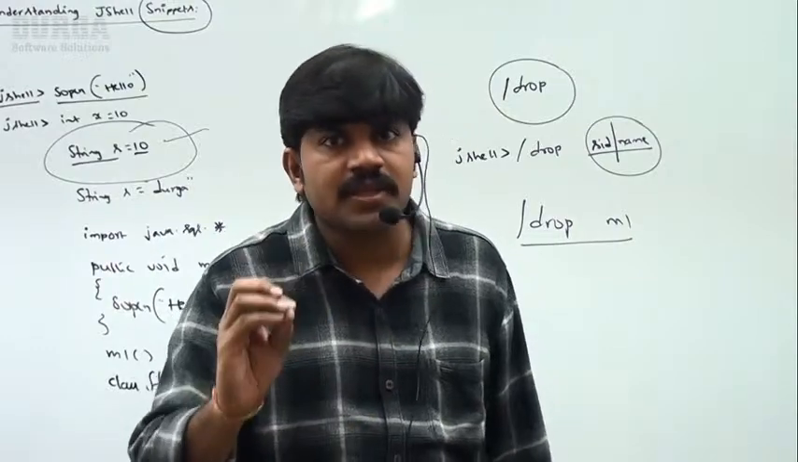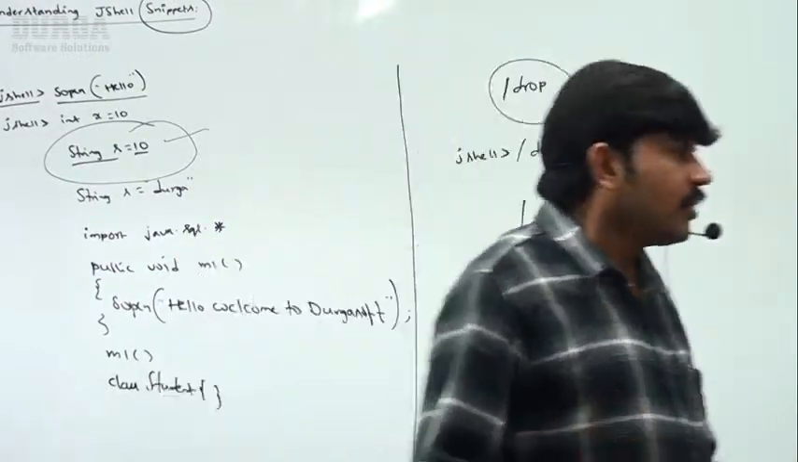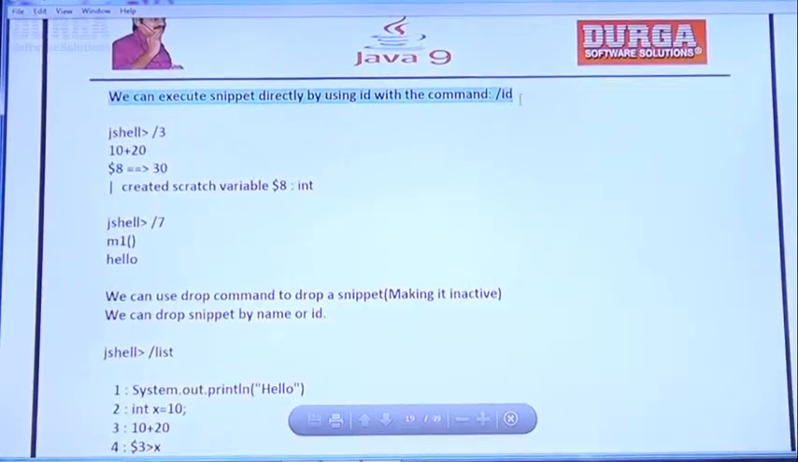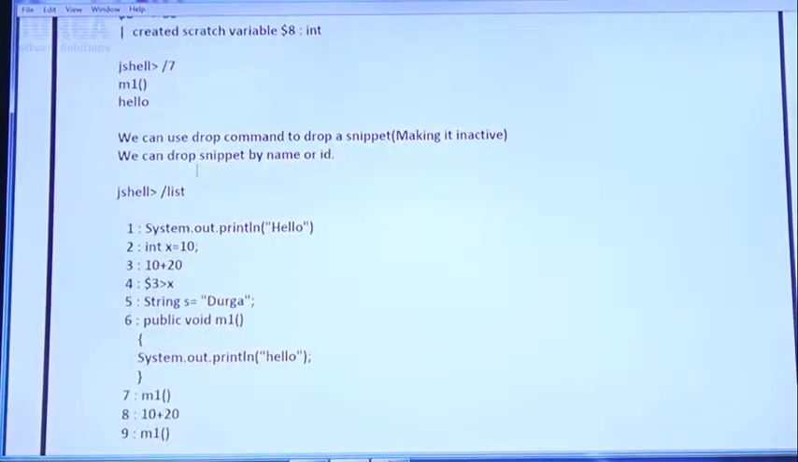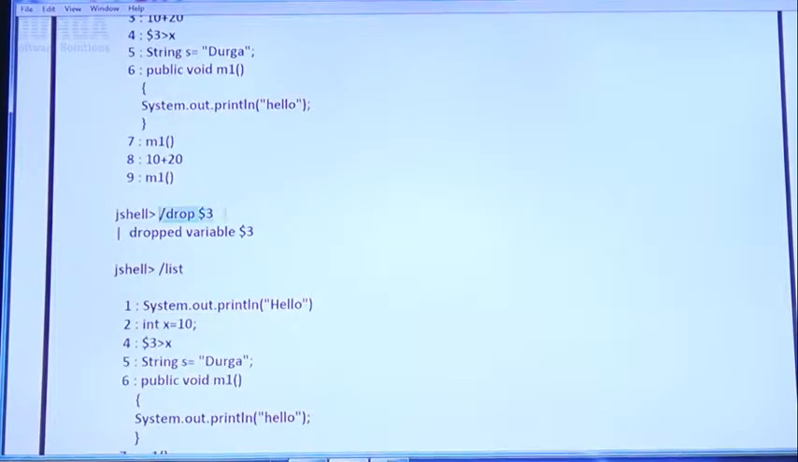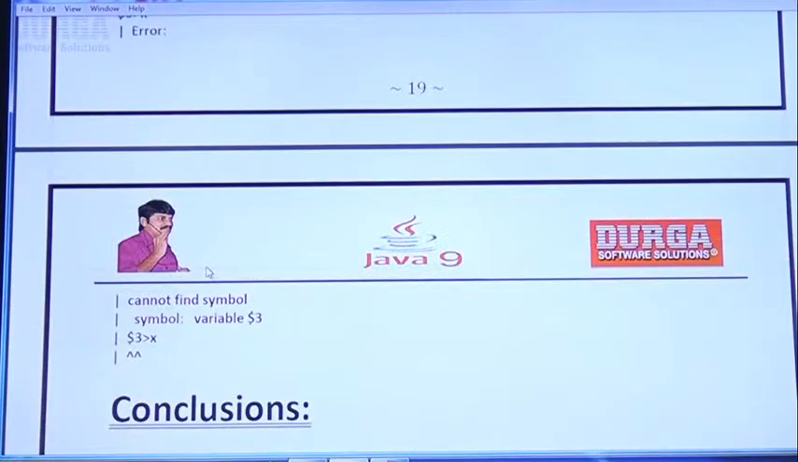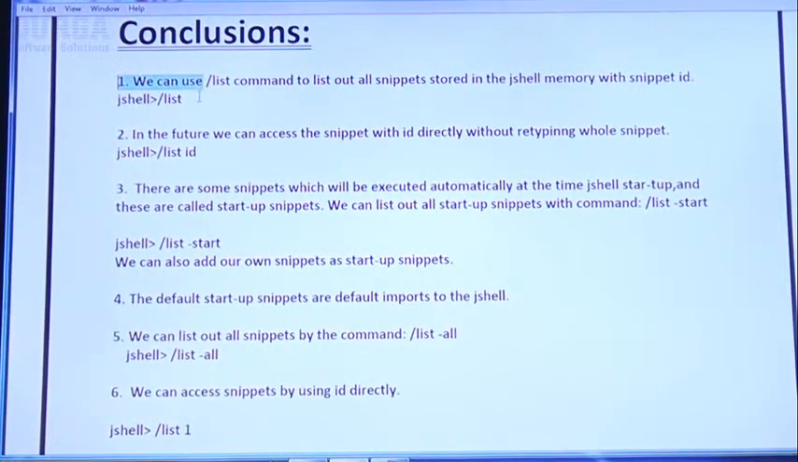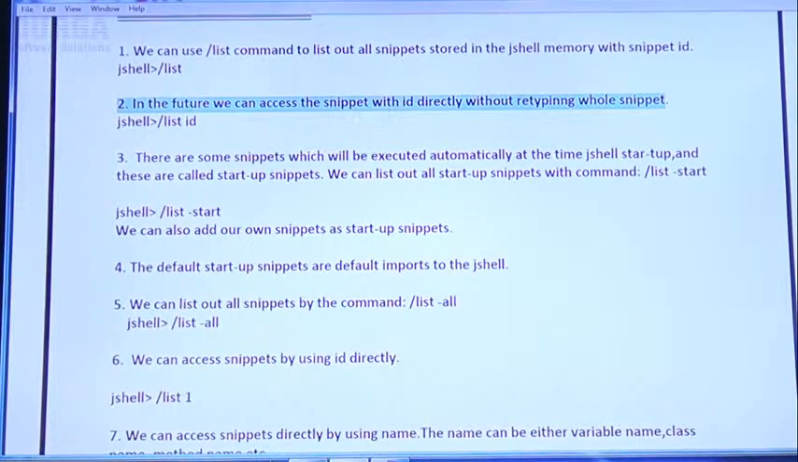Yes, slash snippet ID we have to provide. Okay, remember. So we can execute a snippet directly by using ID. Next, we can use a drop command to drop a snippet, making it inactive. What is the way? Drop $S3, or otherwise drop $S3 and so on. These are the conclusions also. We can use the slash list command to list out all snippets stored in the JShell memory. In the future, we are not required to retype, just type the ID, and automatically that snippet will come.